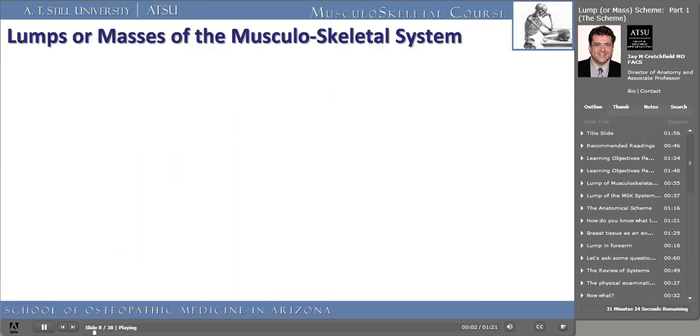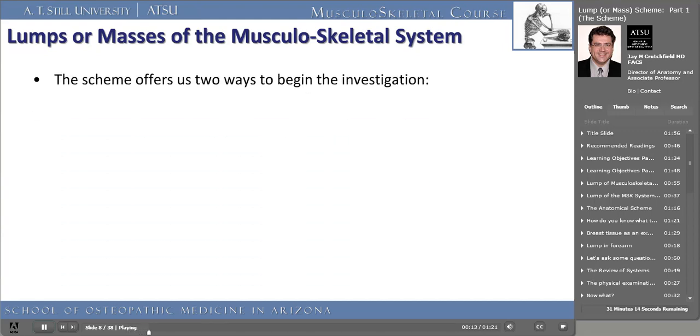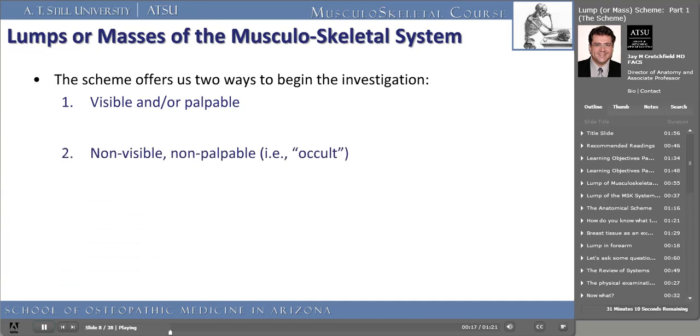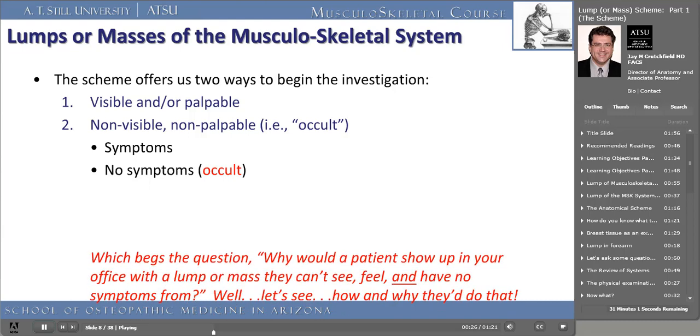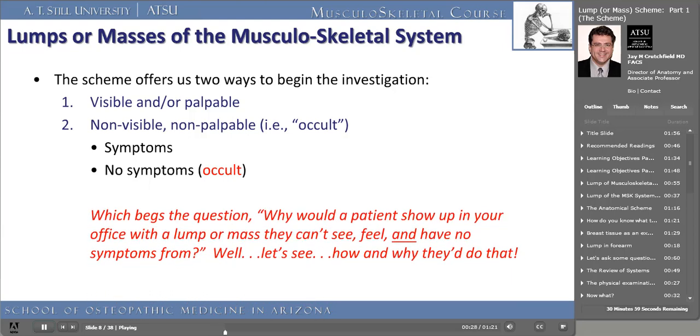As mentioned, the scheme offers us two ways to begin the investigation of a patient who presents to our office with a visible lump or mass. First and foremost, we must ascertain whether the mass is palpable or visible or hidden, occult, and then determine whether the patient has symptoms or no symptoms. This, of course, begs the question, why or how would or could a patient show up in our office with a lump or mass they can't see, feel, or have no apparent symptoms from?